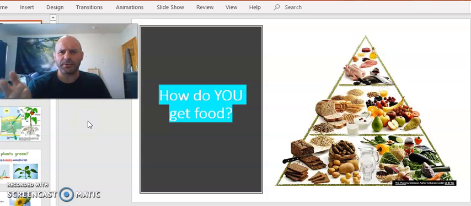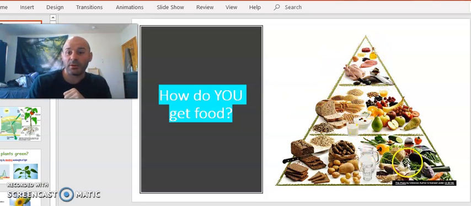How do you get your food? Okay, from the grocery store. Mom or dad or someone makes it. I wish my mom still made me lunch. Well, what are some of your favorite foods? Do you see it on this food pyramid?